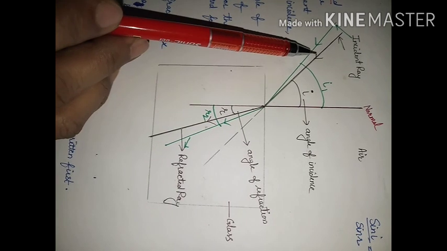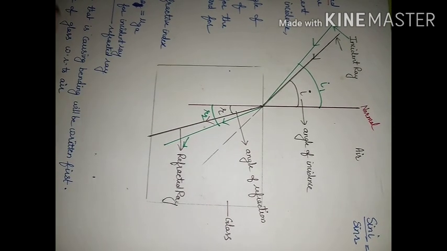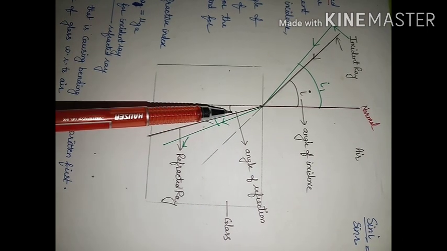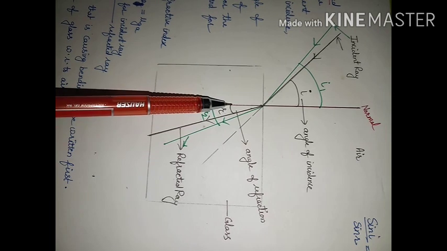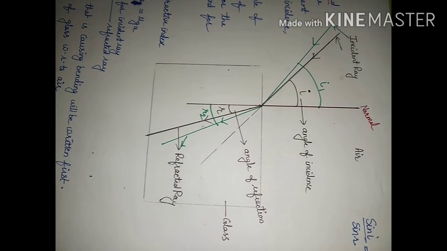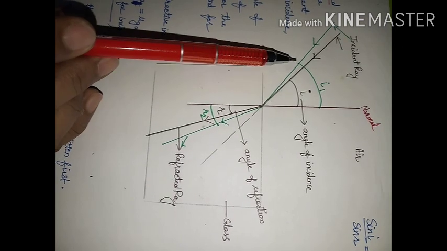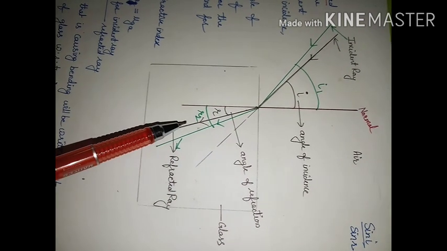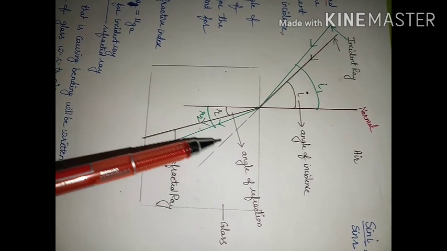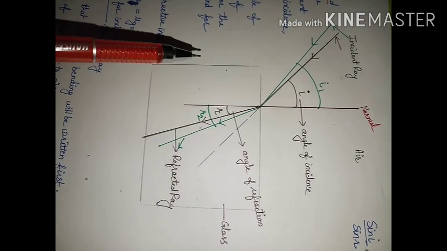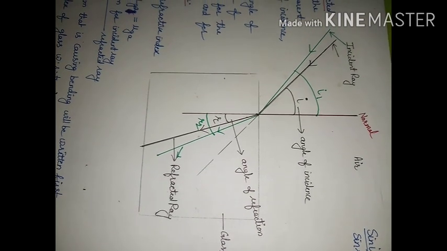The angle between the incident ray and normal is the angle of incidence I. And the angle between the refracted ray and normal is the angle of refraction R. So in Snell's law, we will see the connection between incident ray, normal, refracted ray, angle of incidence, angle of refraction, and all these things. So let us move towards the first law of refraction given by Snell.